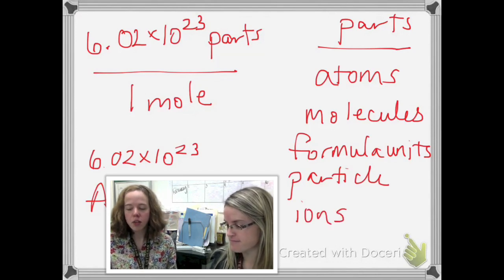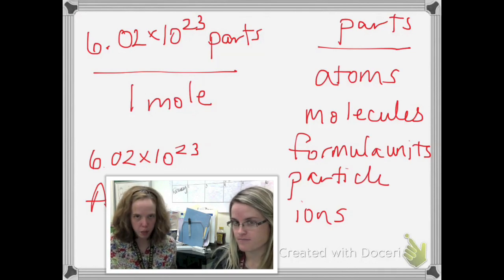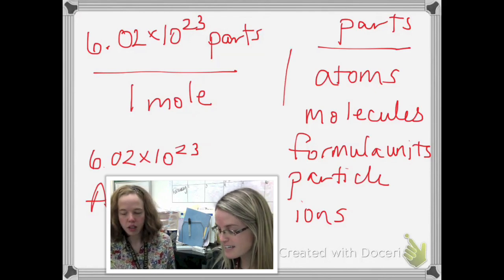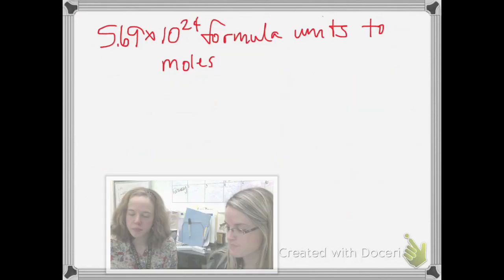All right, so don't freak out if it's one of these things, because it's always going to be 6.02 times 10 to the 23rd of whatever kind of particle we're looking at. So pretty much the word parts is interchangeable with any of these things that go down this list. Pretty much.